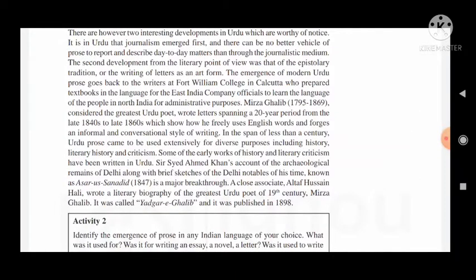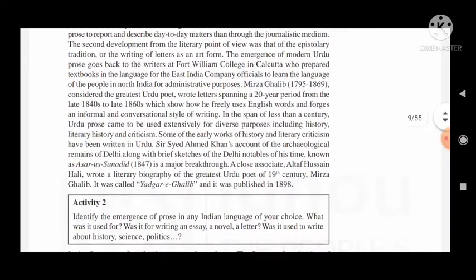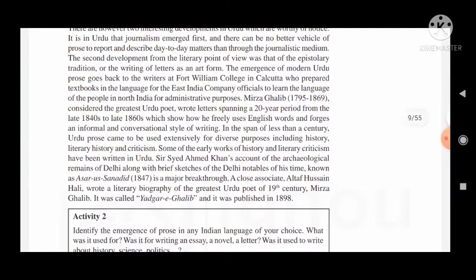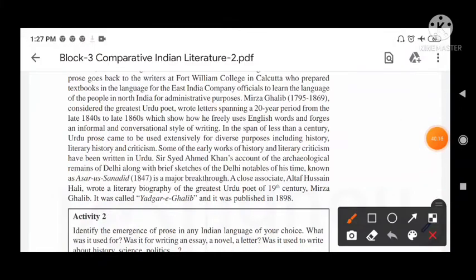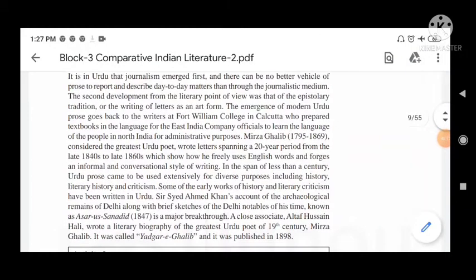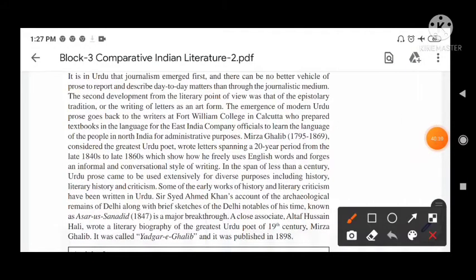The second development from the literary point of view was that of the epistolary tradition. What do you mean by epistolary tradition? Already you have read this. It is the writing of letters as an art form.